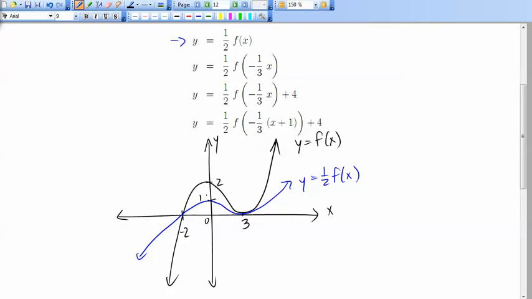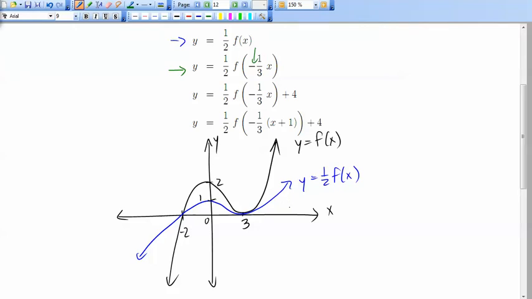Okay. Then the next thing we're going to do is apply this multiplier inside the heart of the function. So the negative there tells us that we should reflect the graph about the y-axis, and the third tells us that we want to stretch it out by a factor of 3. All our x values are going to be divided by a third. They're going to get multiplied by 3.